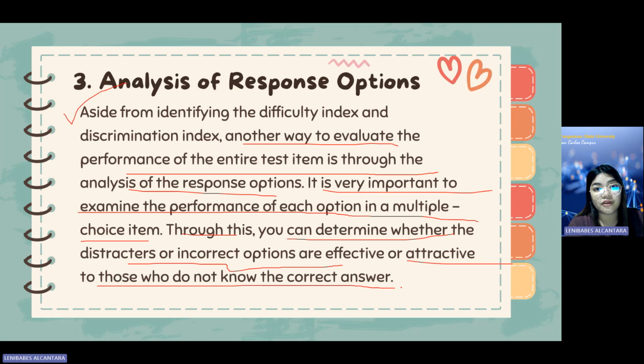Masasabi natin na effective yung ating distractor or yung mga panggulo na choice natin if marami ang pumili dun sa distractor na yun from the lower group. Okay? And it's still attractive siya doon sa mga estudyante na hindi nila alam ang sagot. Kasi kung let's say walang pumili sa choice na yon, ibig sabihin hindi ganun ka-effective yung distractor natin.